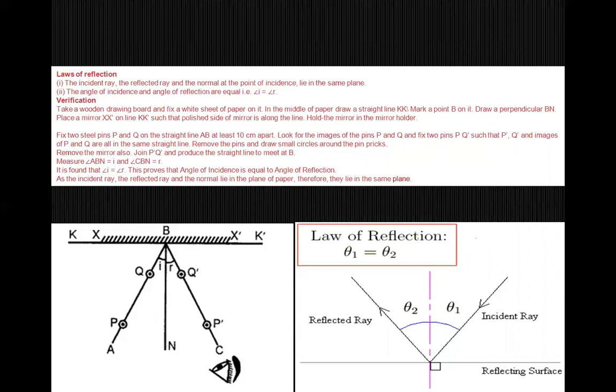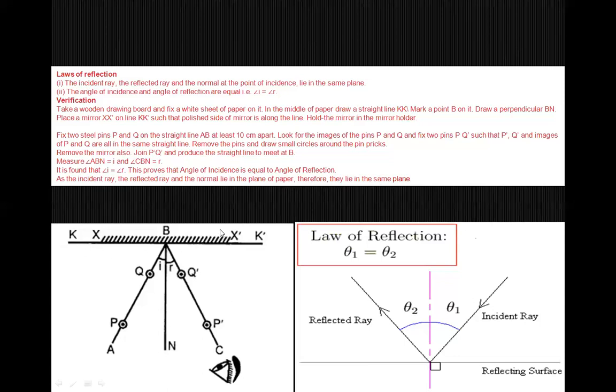As we know, the laws of reflection are: the incident ray, reflected ray, and normal at the point of incidence all lie in the same plane. The second is that the angle of incidence and angle of reflection are equal. Now for its verification, or the experiment, you need a wooden drawing board and fix a white sheet of paper on it. When you fix a white sheet of paper on it, in the middle of the paper, draw a straight line KK. Now you have to draw this diagram also in your notebook.